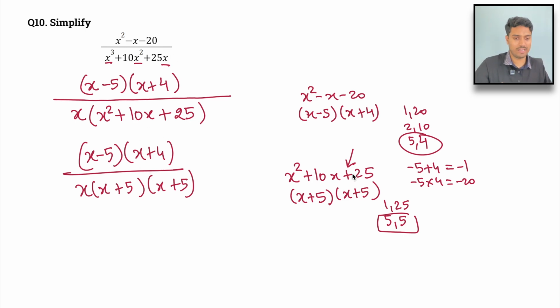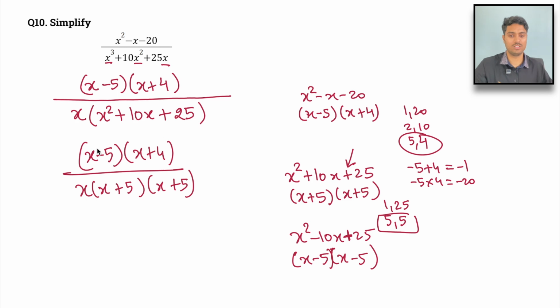Let me check what would happen if this were negative 10. For example, if we have x squared minus 10x plus 25, in this case the factors will be x minus 5 and x minus 5, and only in this case we can cancel out this x minus 5.